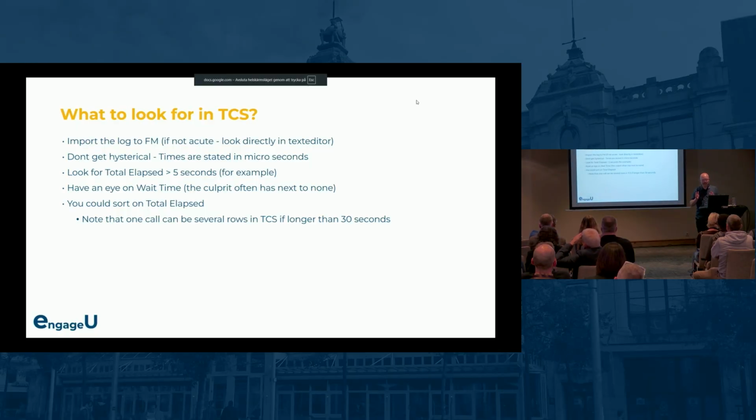So by that, I recommend, if it's not an acute matter, import the log into a FileMaker file. It will be much easier to search in it and just get what's going on. If it's an acute matter, you probably just open it in a text editor like I did there. You scroll to the bottom and see if there are any obvious signs of long calls. And you should also know that the time stated here is not seconds, it's microseconds. So if you see 5 million something, it's 5 seconds.